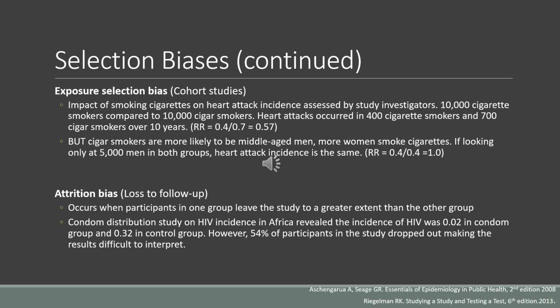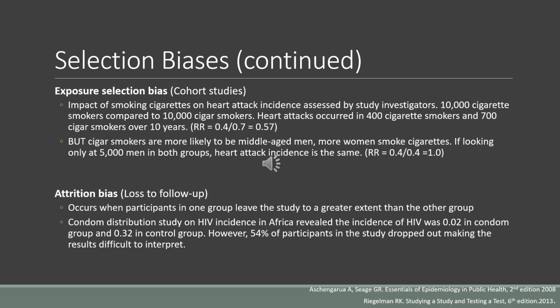So we need to be careful in who we're selecting in our control and exposure groups. The last type of selection bias we'll talk about is attrition bias, sometimes called loss to follow-up. It occurs when participants in one group leave the study to a greater extent than the other group for reasons that are related to the outcome. But attrition bias can also just confound the study results and make it very difficult to interpret in general.